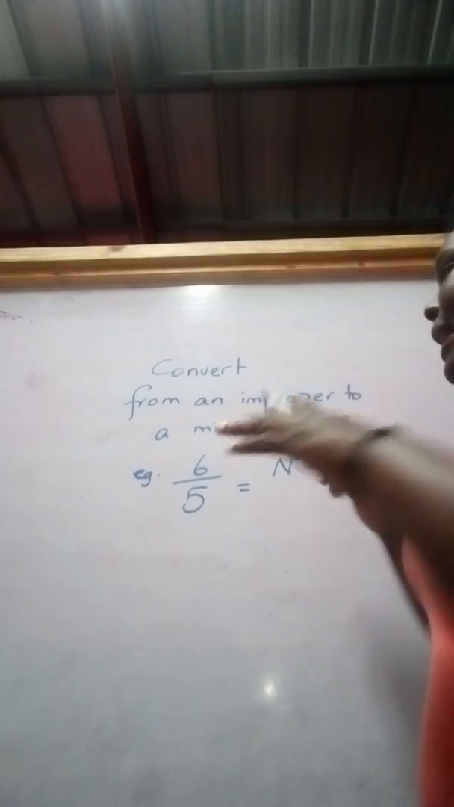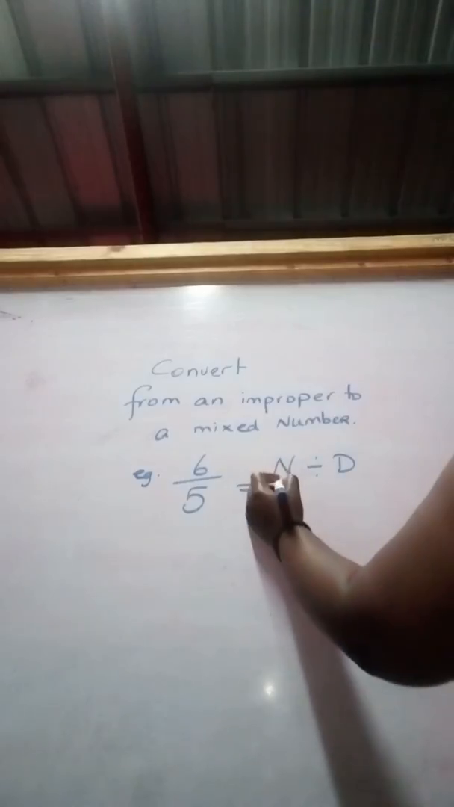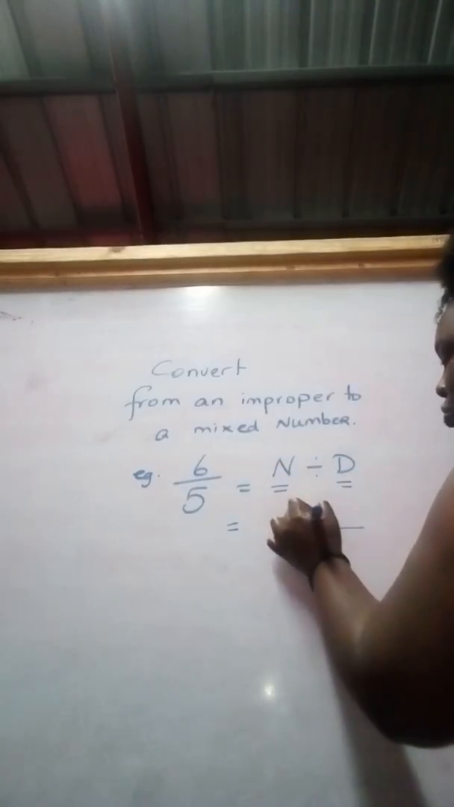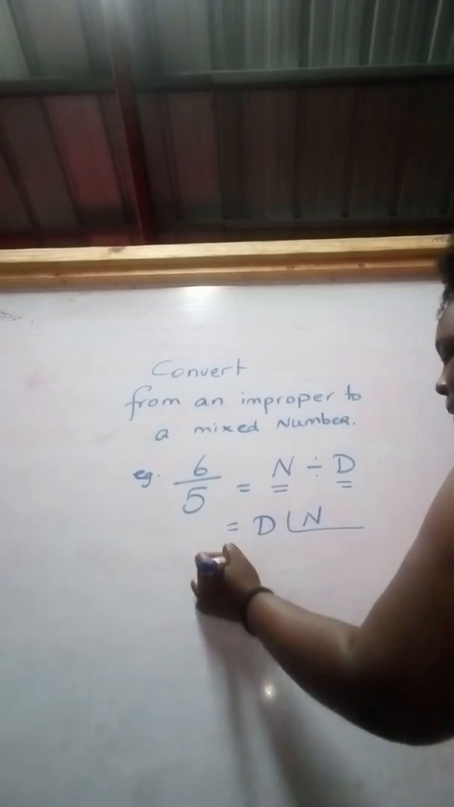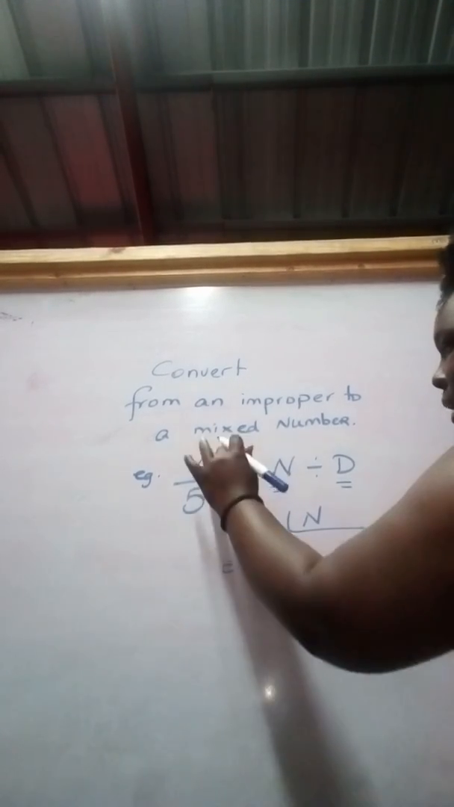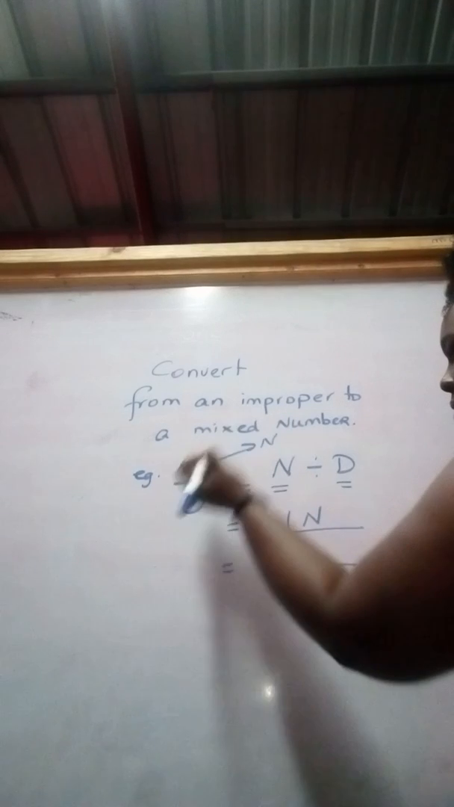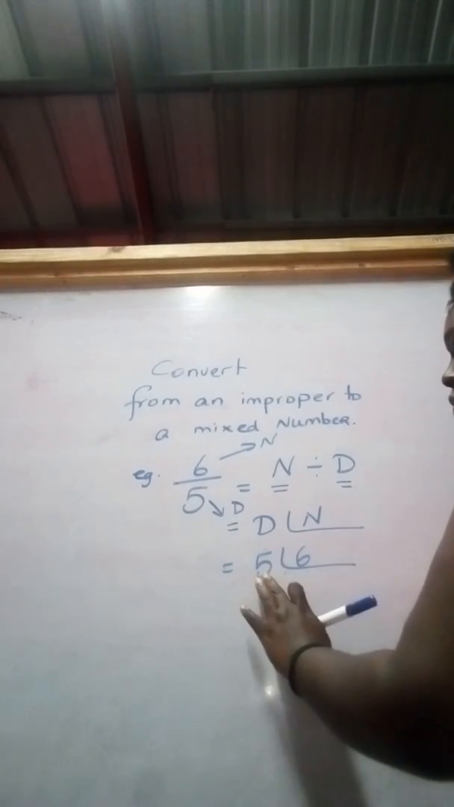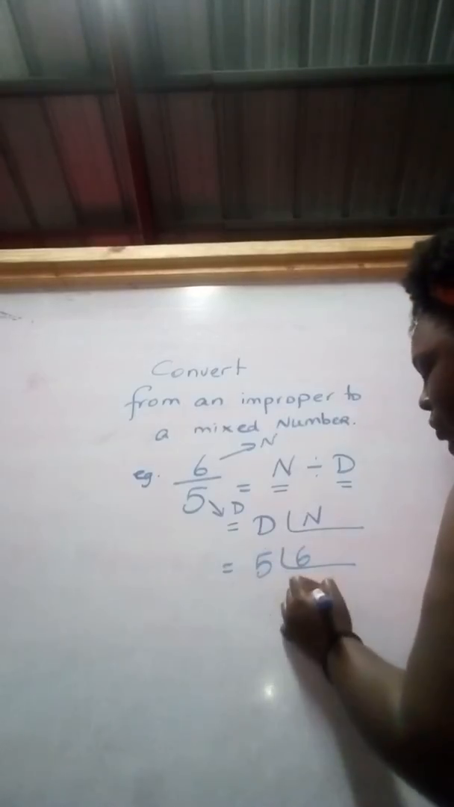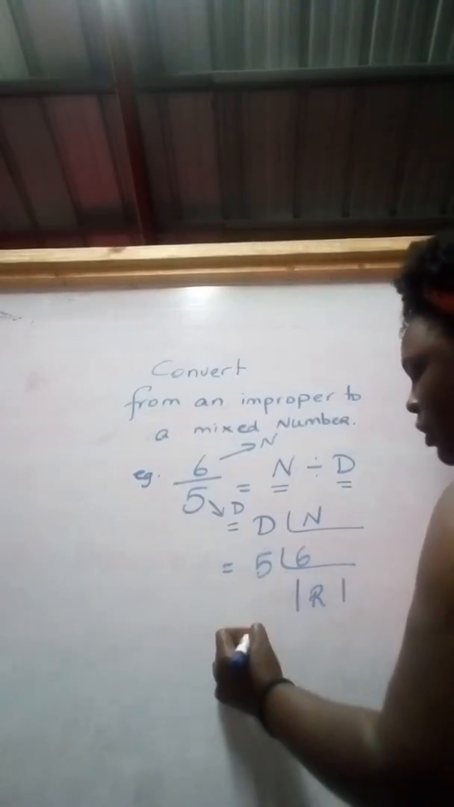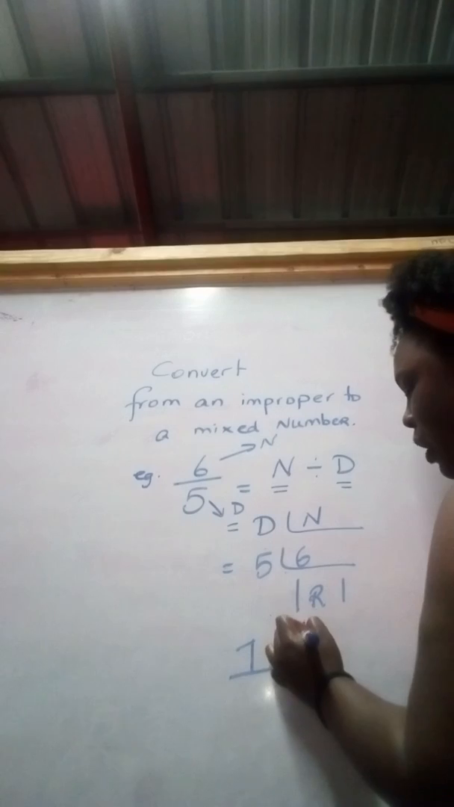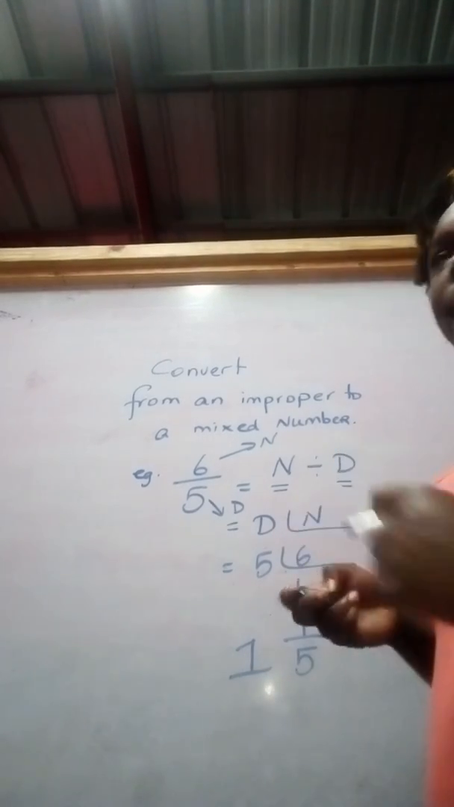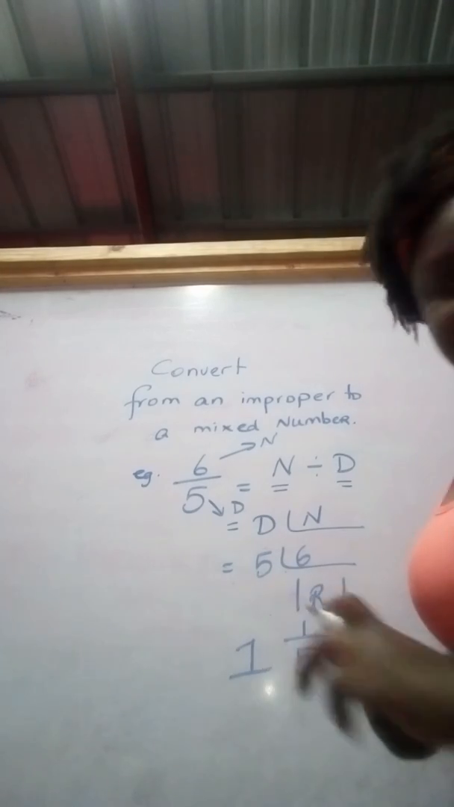So to change from an improper fraction to a mixed number, we take the numerator and divide it by the denominator. So we have the numerator inside and our denominator as our divisor. We have our numerator 6 divided by our denominator 5. How many groups of 5 can we get in 6? 1, remainder 1. So we have one whole group, remainder 1 over the same denominator. And this can come for 1 mark in section 1.